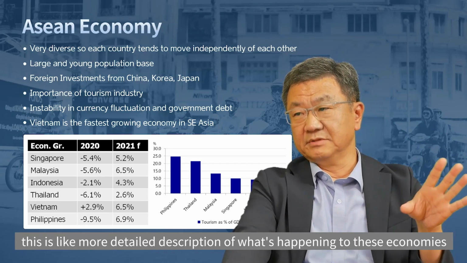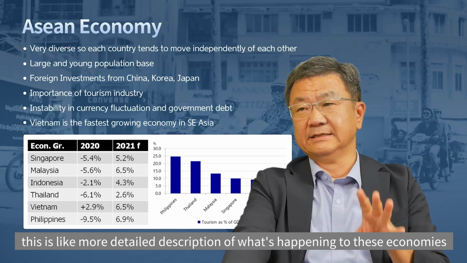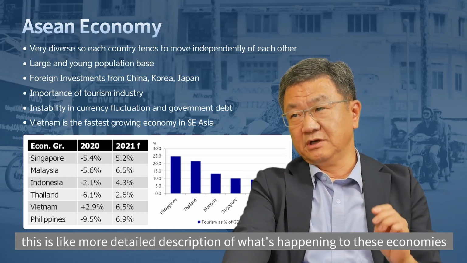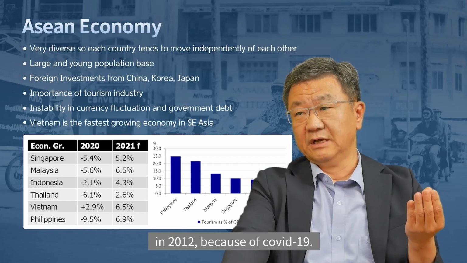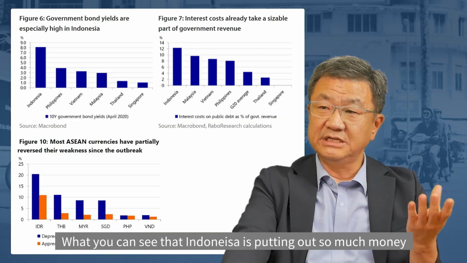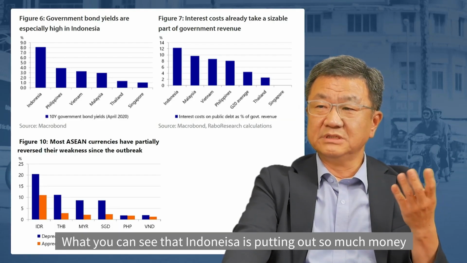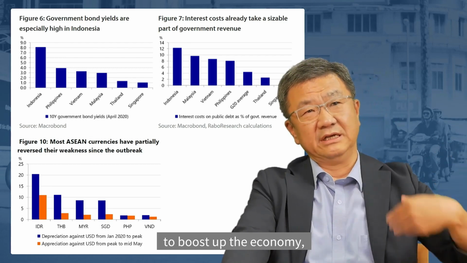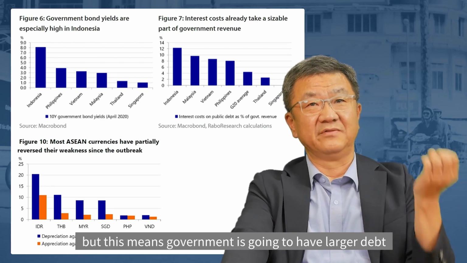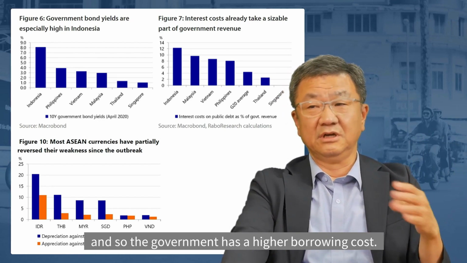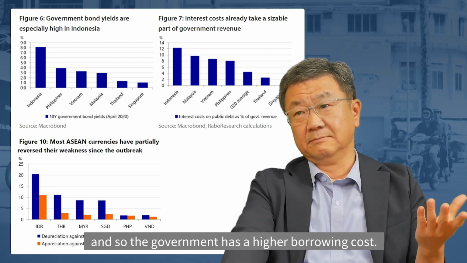These are more like detailed descriptions of what's happening to these economies in 2012 because of COVID. And what you can see is that Indonesia is putting out so much money to boost up the economy. But this means the government is going to have a larger debt, and so the government has a higher borrowing cost.